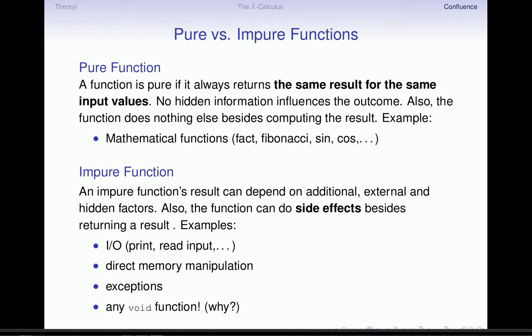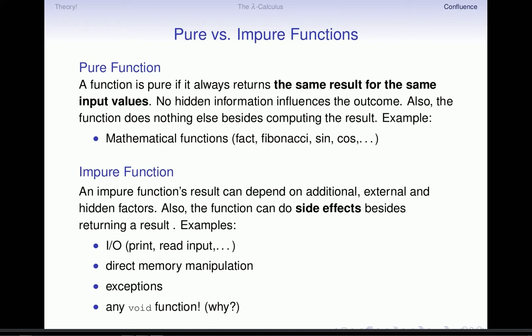So let's distinguish pure and impure functions. A function is pure if it always returns the same result for the same input value. No hidden information influences the outcome. Also, the function does nothing else besides computing the result. Examples for this are mathematical functions such as factorial, Fibonacci, sine, cosine, etc. This seems at first glance a bit trivial. Of course, a function always returns the same result for the same input values. Actually, it doesn't. And this is where we enter impure functions.